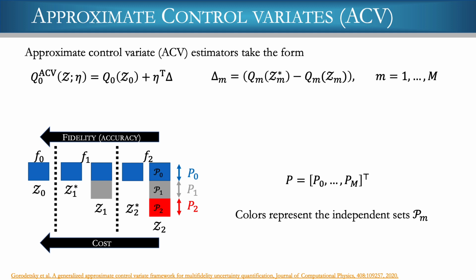Each set Z consists of a set of independent sample sets called partitions that are represented by different colors in the figure. The size of each set is denoted by capital P0 through capital PM, respectively. Viewers who watch my tutorial on multi-fidelity Monte Carlo estimators may recognize this form. In the theory section of this tutorial, I'll discuss the connections between multi-fidelity Monte Carlo and ACV estimators.